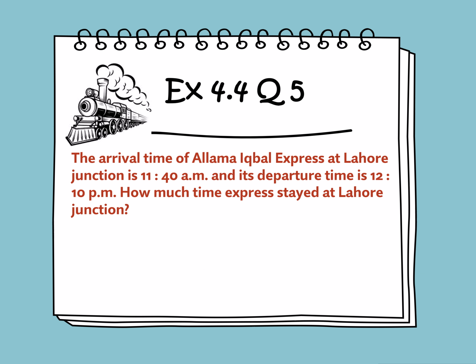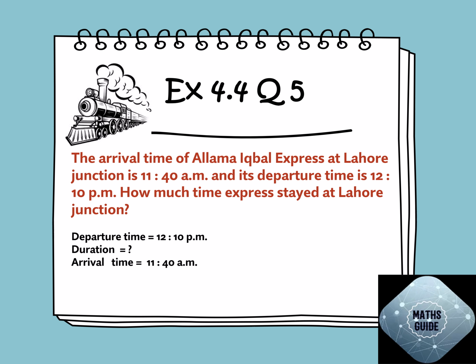This is the last question of your exercise 4.4, question number 5. The arrival time of Allama Iqbal Express at Lahore Junction is 11:40 am. Here Express means train and Junction means station. And its departure time is 12:10 pm. The train comes to the station at 11:40 am and leaves the station at 12:10 pm. Now we have been given the starting time and the ending time, and we have to find out the duration the express stayed at Lahore Junction.